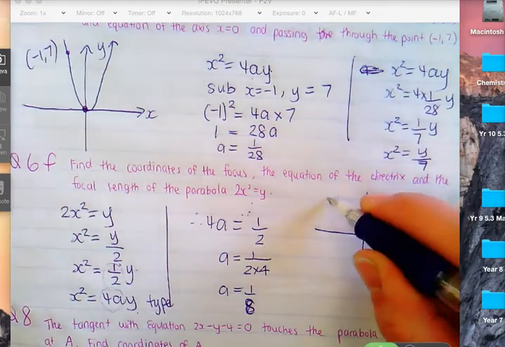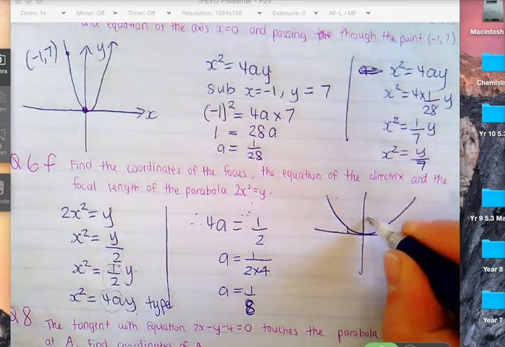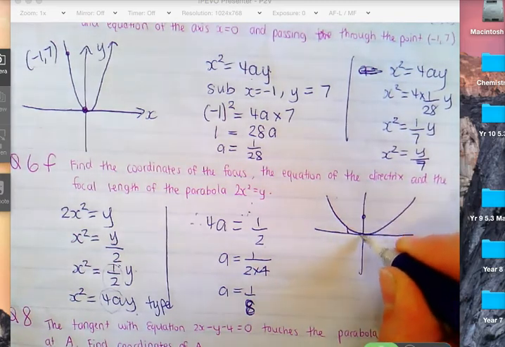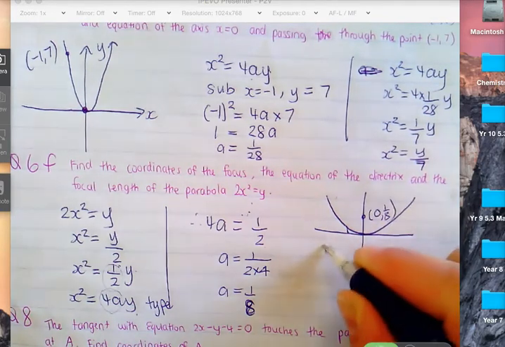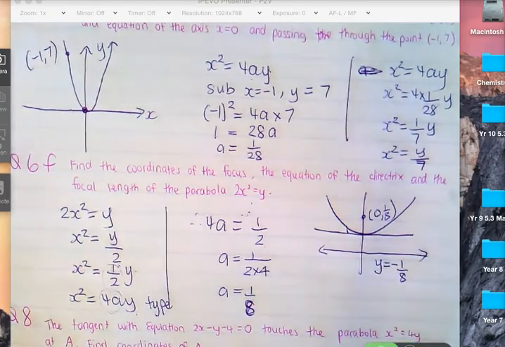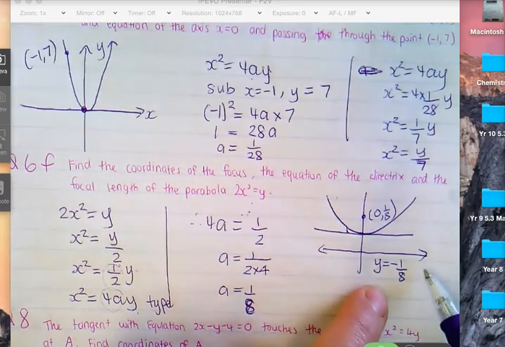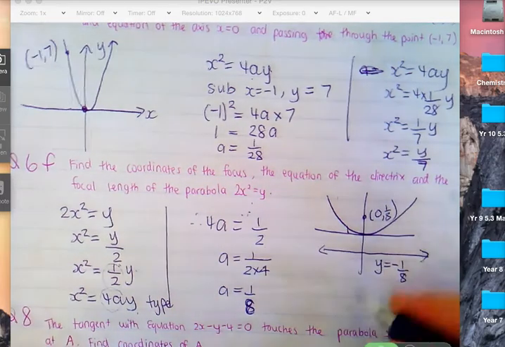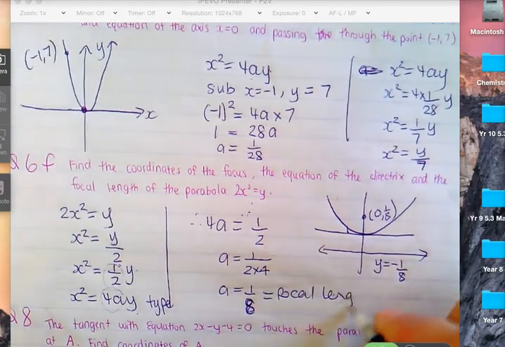Girls, I hope everyone's watching. So vertex 0, 0. The focus: a is the focal length, so it's 1/8 units up. So what's the focus? 0, 1/8. What's the directrix down here? Y equals -1/8. So we've got the coordinates of the focus, the equation of the directrix, and the focal length a. That's the focal length. A is always the focal length. It's 1/8.